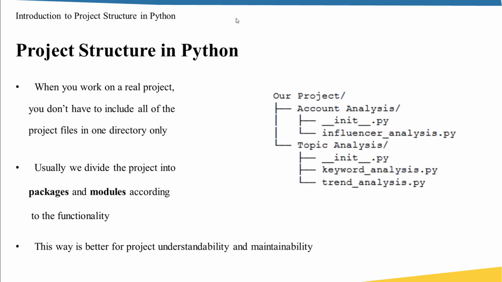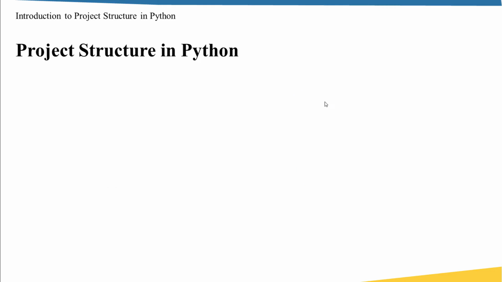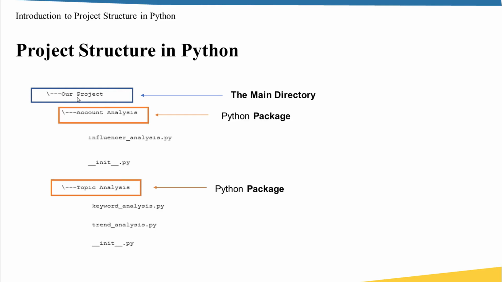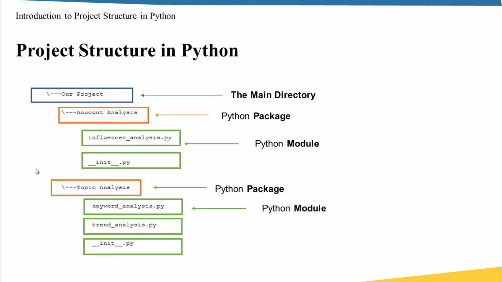Now let's talk in more detail about this project structure. We call our project here the main project directory. Within this main directory, we have multiple folders, or in other words, multiple packages. We call a folder a package if it has a Python file with this name, __init__.py. So not all folders are packages. The folder becomes a package only if it has this special file. Also, in Python we call the file that we create in order to type code a Python module. So any Python file that ends with the .py extension, we call it a Python module.